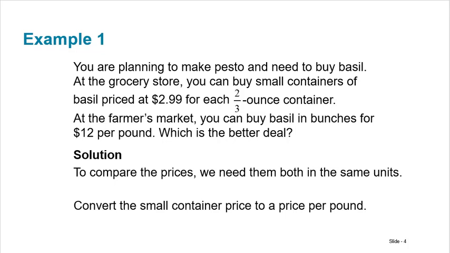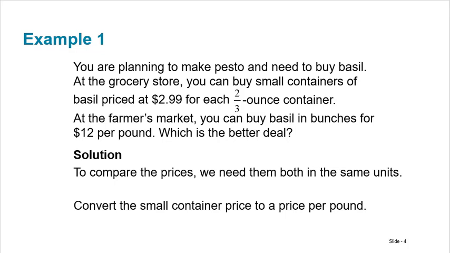Okay, let's look at an example. You're planning to make pesto and need to buy basil. At the grocery store, you can buy small containers of it priced at $2.99 for each 2/3 of an ounce container. At the farmer's market, you can buy it in bunches for $12 per pound. Which is the better deal?